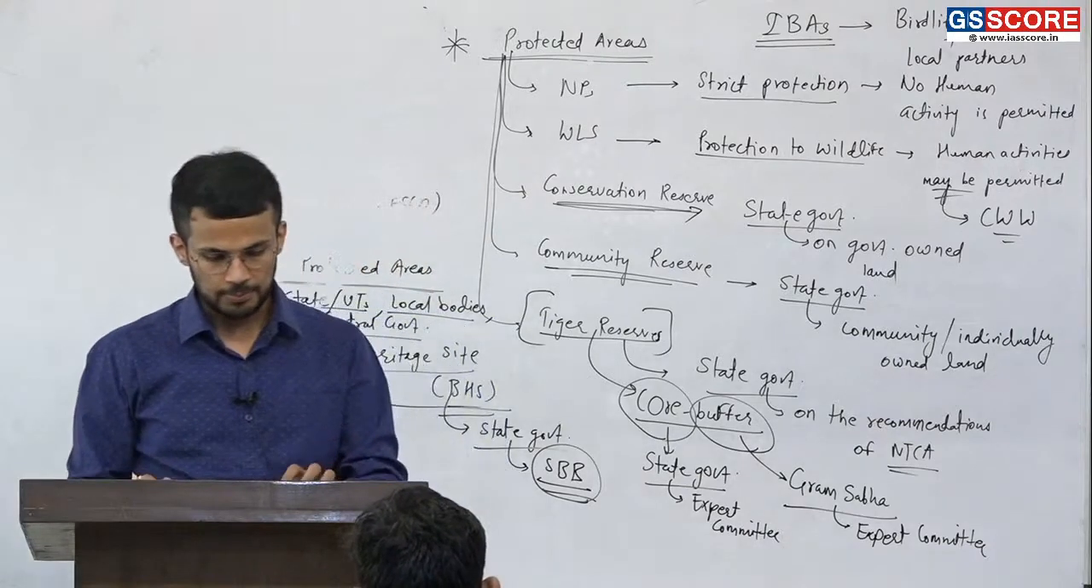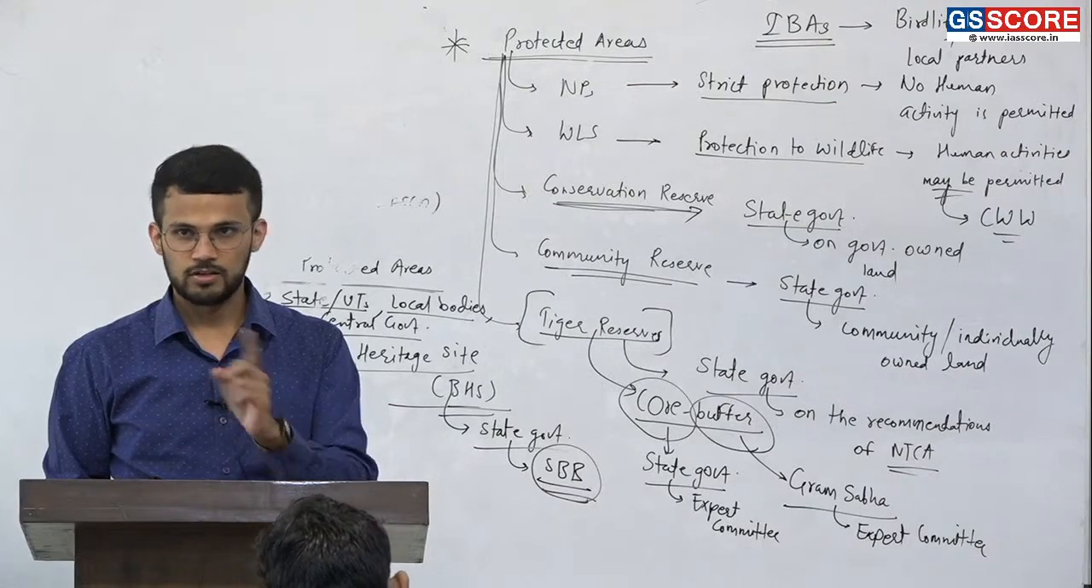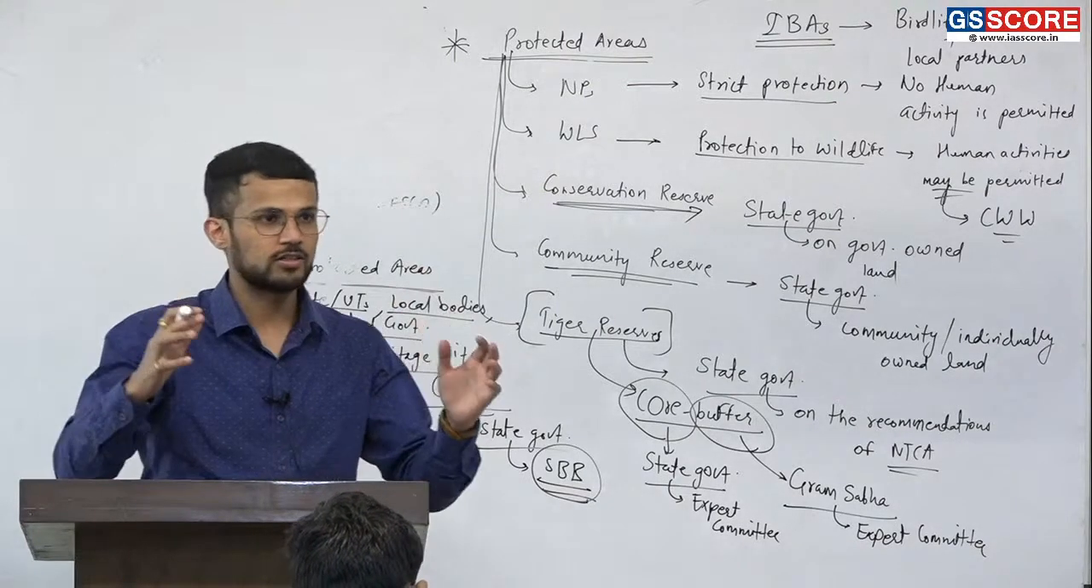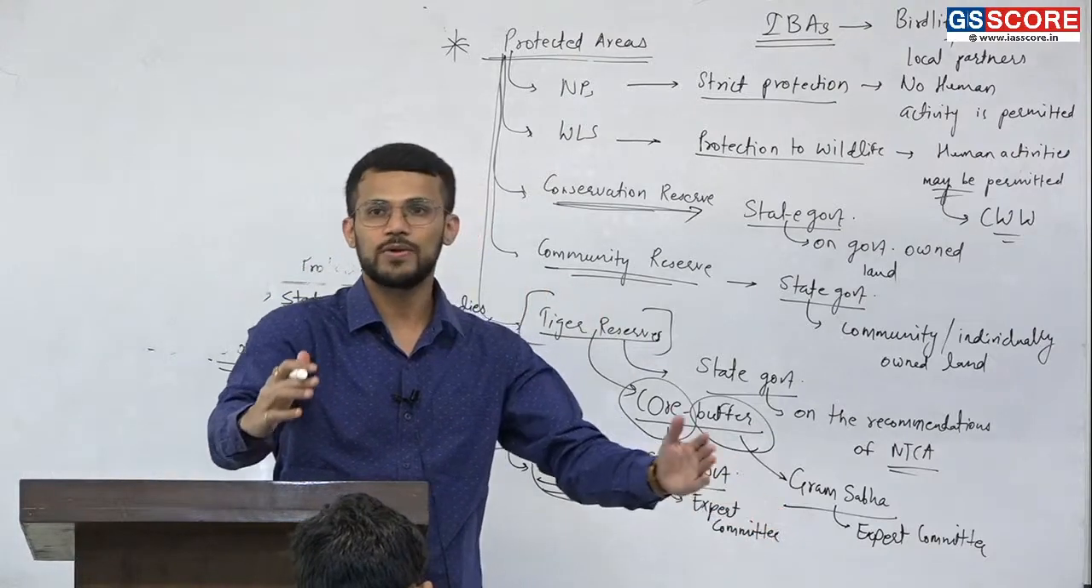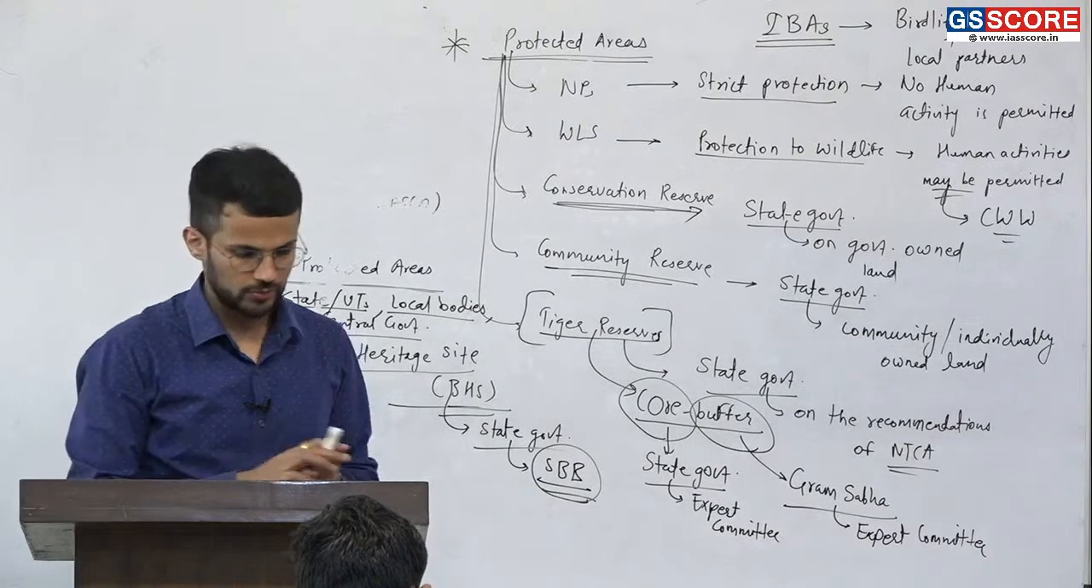So fens are peatlands. The next term is also peat bogs, right? Peatlands is a larger term, and its examples are fens and bogs. Next now, Ramsar Convention.